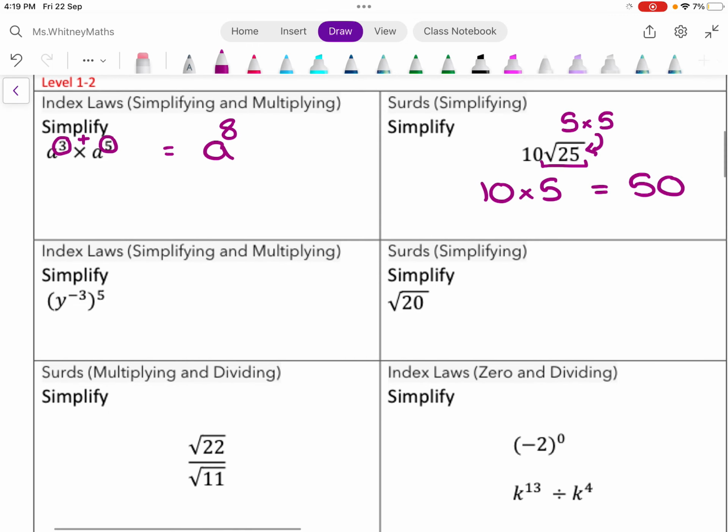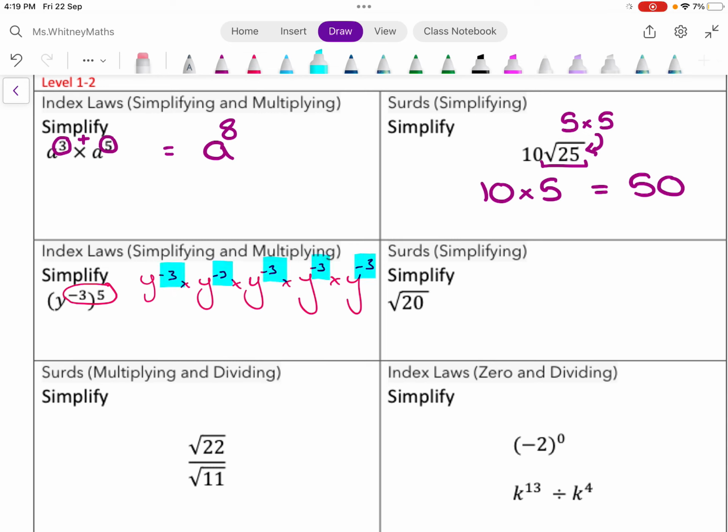Moving on to the next one. Simplifying. When we have exponents like this, remember this is the same as y to the negative 3 times y to the negative 3, times y to the negative 3, and so on. Instead of writing it out, a slightly quicker way would be to multiply the powers when we have a bracket. So it becomes y to the negative 15.